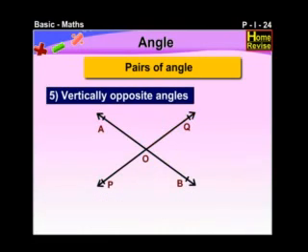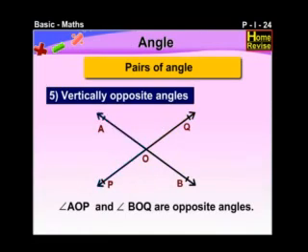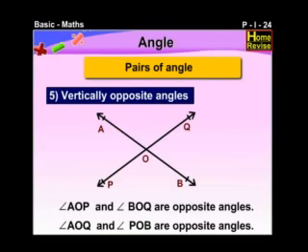Look at the figure. Angle AOP and angle BOQ are vertically opposite angles, and angle AOQ and angle POB are vertically opposite angles.